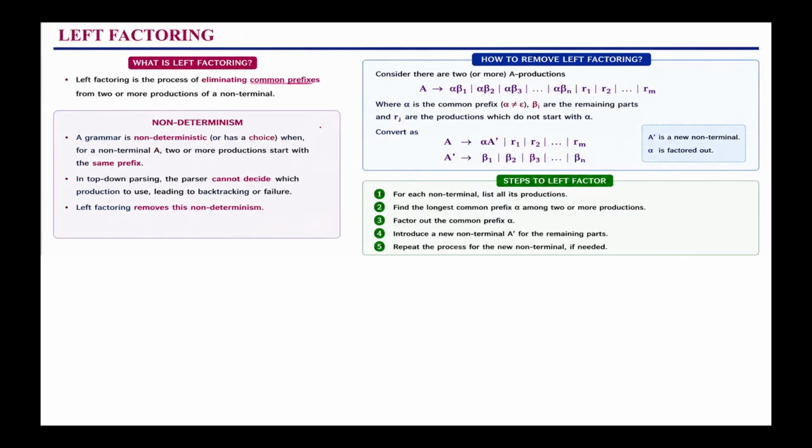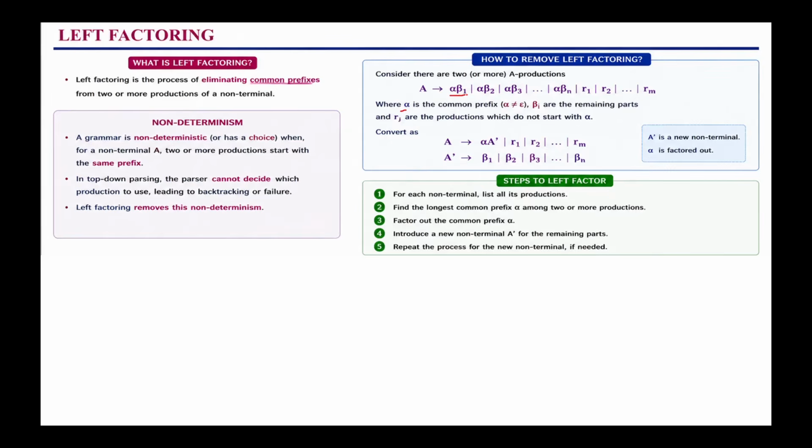So we should not allow backtracking here. When we apply left factoring, it removes this non-determinism. How can we remove the left factoring? For example, consider the production A tends to alpha beta 1, alpha beta 2, alpha beta 3, where alpha is a common prefix.